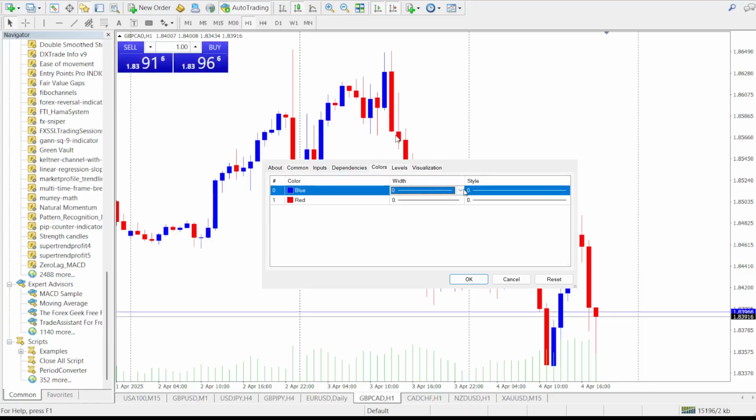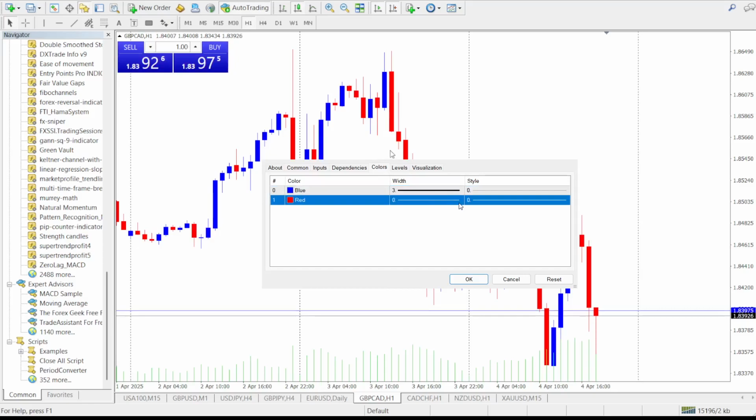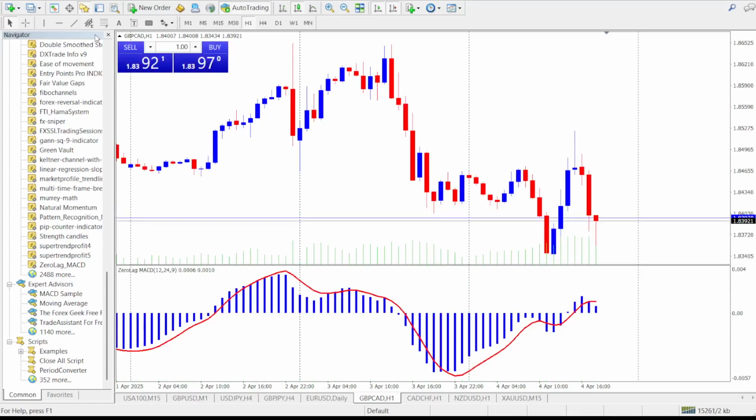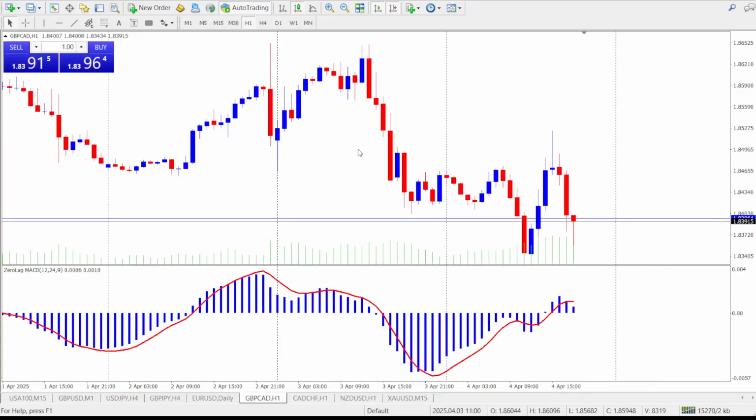I like my lines thick, so I'm just going to thicken these lines to increase the visibility. All right, let's go. So this is the ZeroLag MACD indicator. It's quite a powerful tool that can completely transform your trend trading strategies. Whether you are just starting out or you have been trading for years, this indicator will help you spot bullish and bearish trends, refine your entries and exits, and filter out false signals. So let us get right into it.